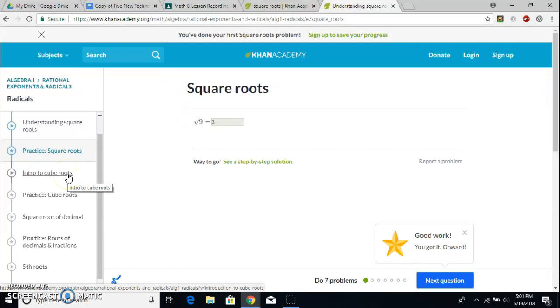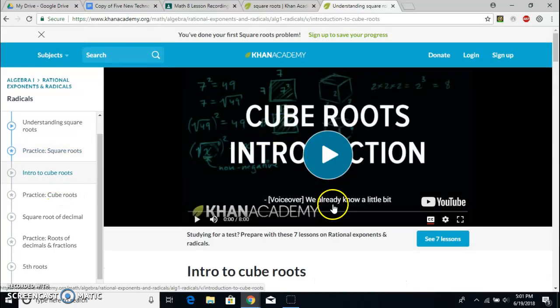So that's not even what I was searching for, but cube roots would be the next level up if you really are understanding square roots. So you could watch a little video on cube roots, practice cube roots, and so on and so forth. So this is a great tool for independent learning, and I really suggest this for teachers who want to promote independent learning.